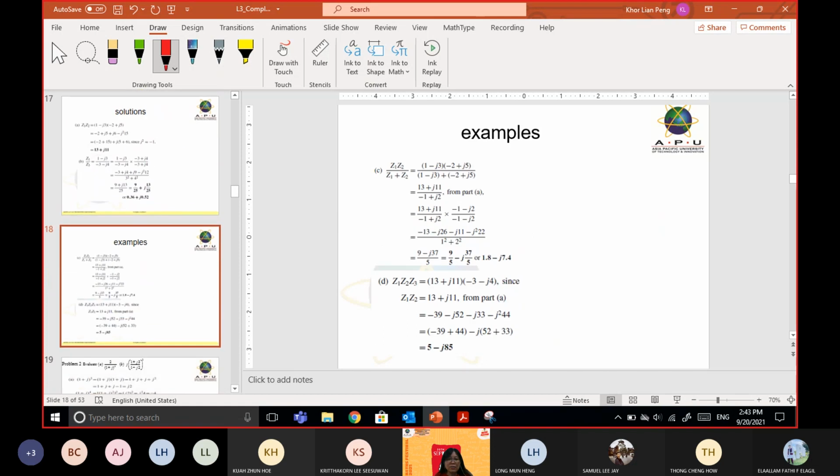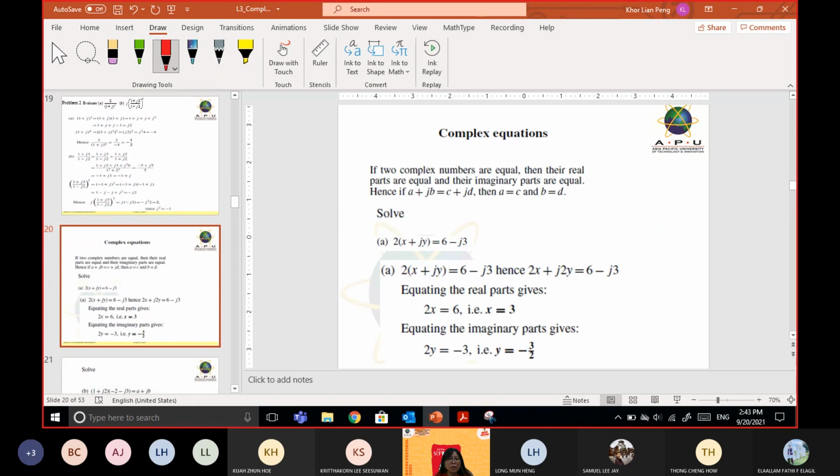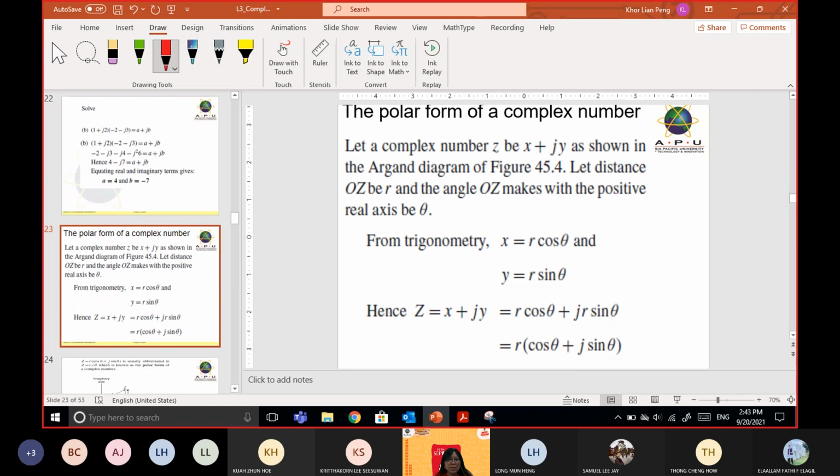Then after that, we also go through the polar form, right? How we actually convert the Cartesian form to the polar form. So let's say this is your complex number, right? So x, according to the Argand diagram, we can write x as r cos theta, y as r sin theta. So for the complex number, we can write it as r cos theta plus j r sin theta.